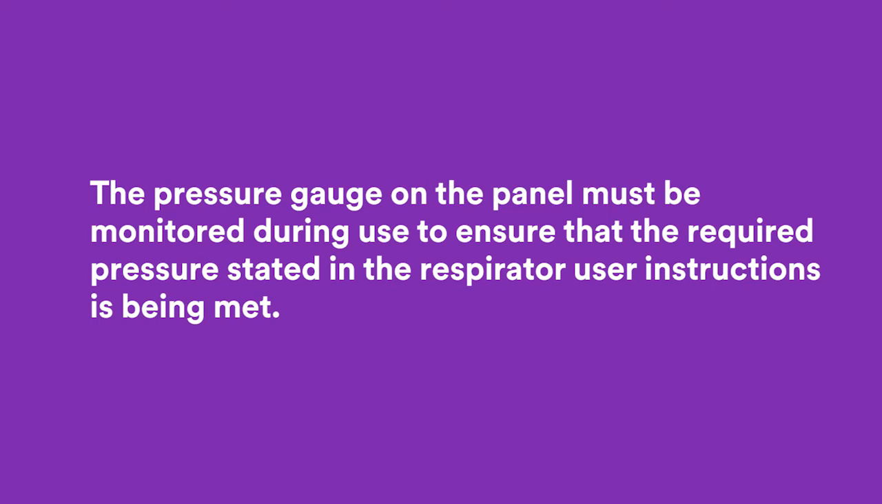Then, look at the pressure drop curve to estimate the pressure drop across the panel. The inlet pressure minus the pressure drop must be greater than the required pressure stated in the respirator user instructions. Again, this is only an estimate. The pressure gauge on the panel must be monitored during use to ensure that the required pressure stated in the respirator user instructions is being met.